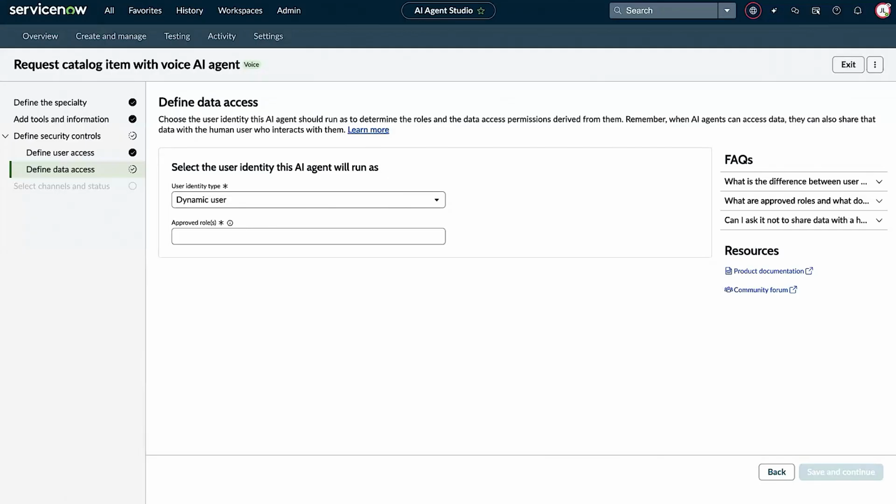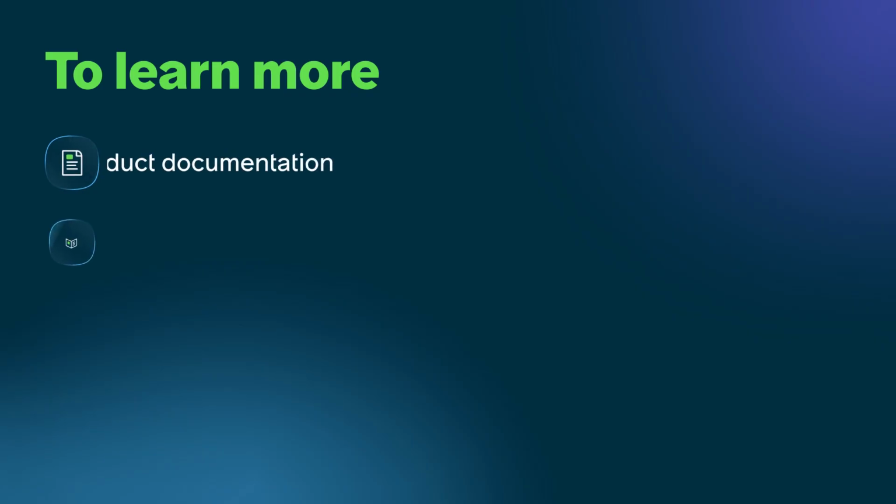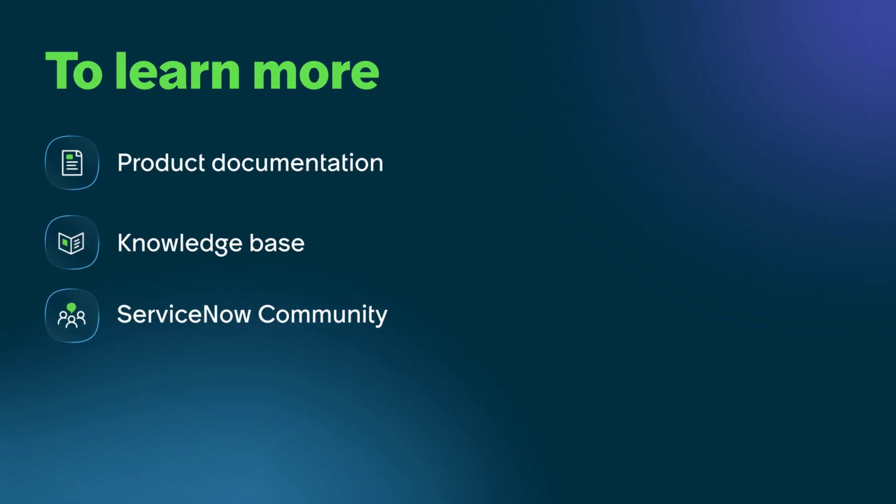You can review these options for the Request Catalog Item Demo Agent as a starting point for automating catalog requests through Now Assist Voice. To learn more, see our product documentation or knowledge base, or ask a question in the ServiceNow community.